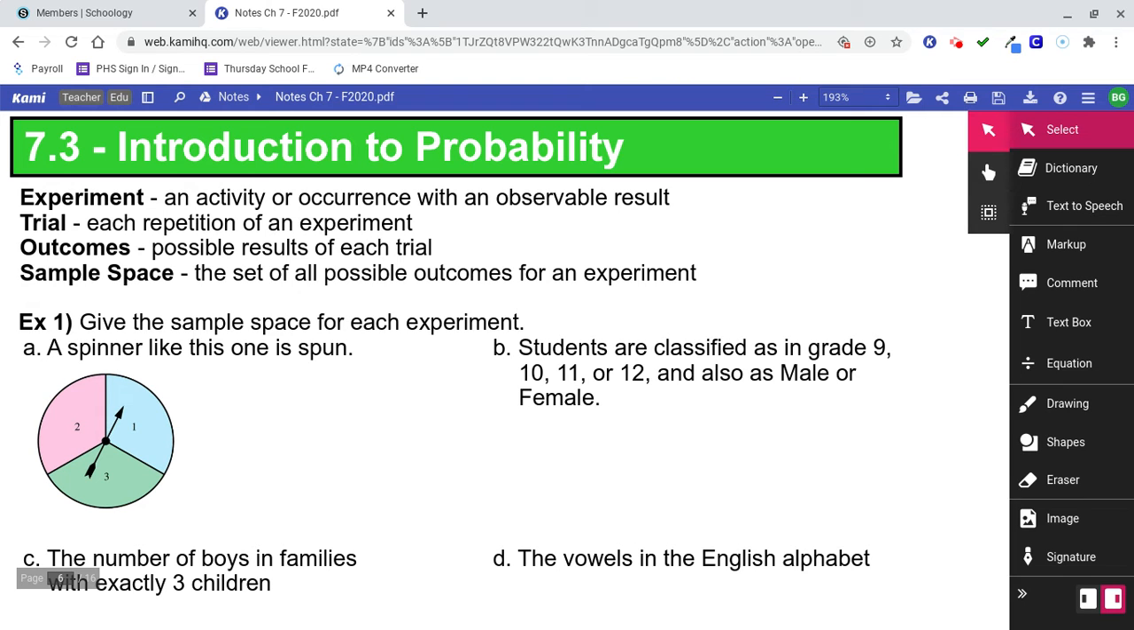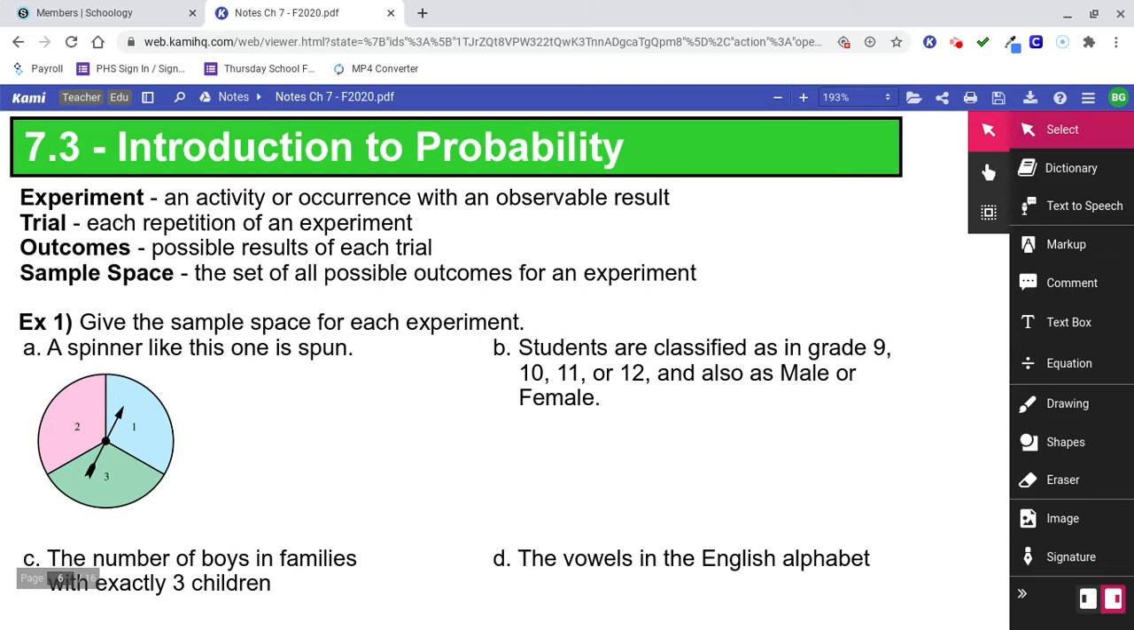7.3, Introduction to Probability. We start off with a few definitions. Experiment is an activity or occurrence with an observable result. A trial is each repetition of that experiment. Outcomes are the possible results of each trial, and sample space is the set of all possible outcomes for an experiment. Number 1 says, give the sample space for each experiment.